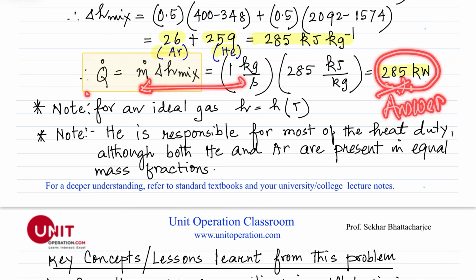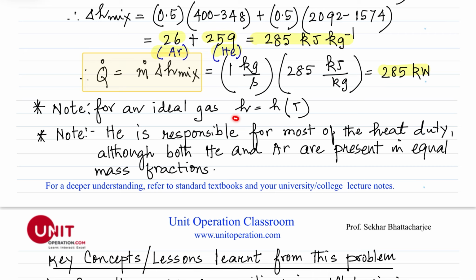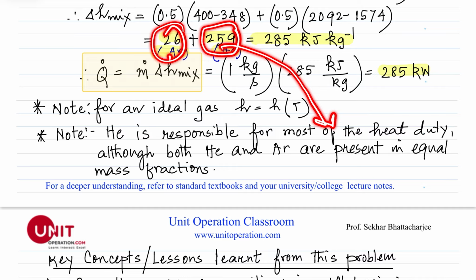Note, for an ideal gas, always remember that enthalpy is a function of temperature only. For an ideal gas only, that is true. Also, you can see that helium is responsible for most of the heat duty, almost 259, whereas argon contributes very little to the overall change in enthalpy of the heat duty.